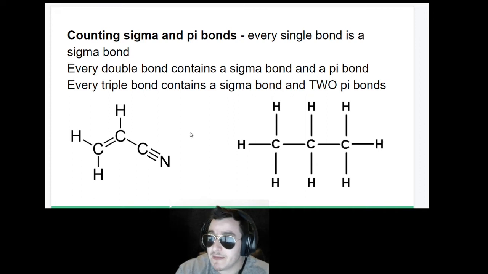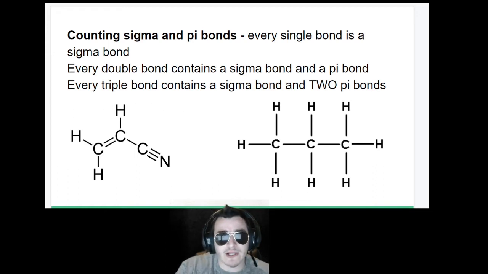Now, how many sigma bonds are there? Well, there's a sigma in between any two atoms in this molecule. So anytime you see a connection between two atoms, you have to count it as a sigma because the first bond formed is always a sigma. So 1, 2, 3, 4, 5, 6 sigma. 6 sigma, 3 pi. All right?